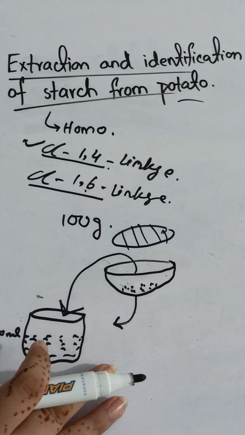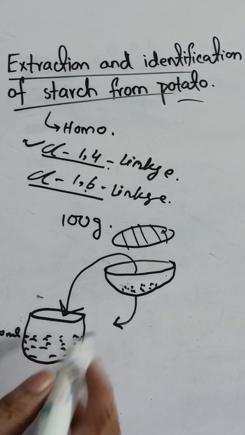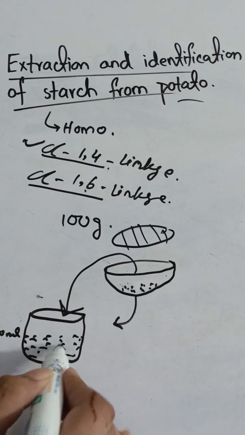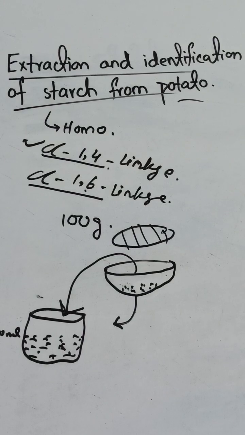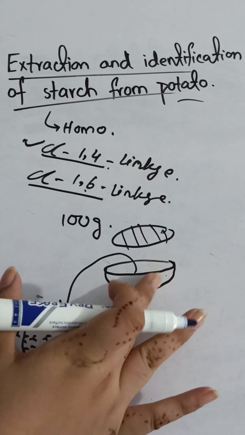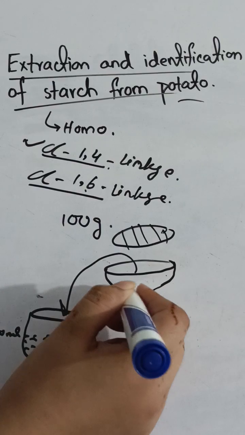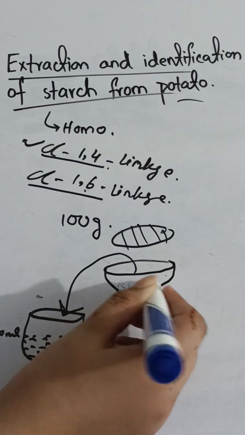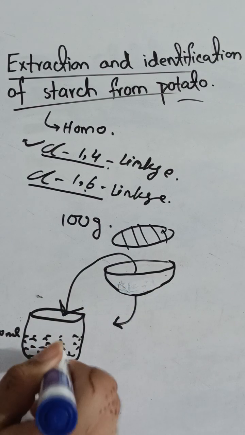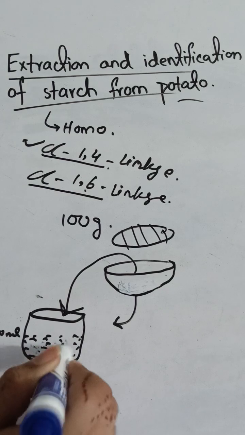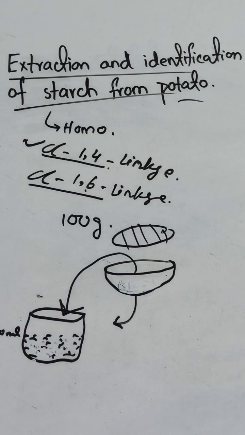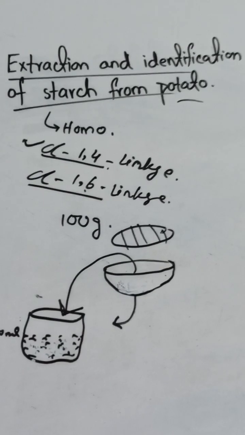So we have to now filter it out. After mixing it into that, I think I need another color marker to represent this mixture of potato. Okay, and I put this mixture into that with the blue dots. You can already see that the potato paste is in there. Then we will filter it out.